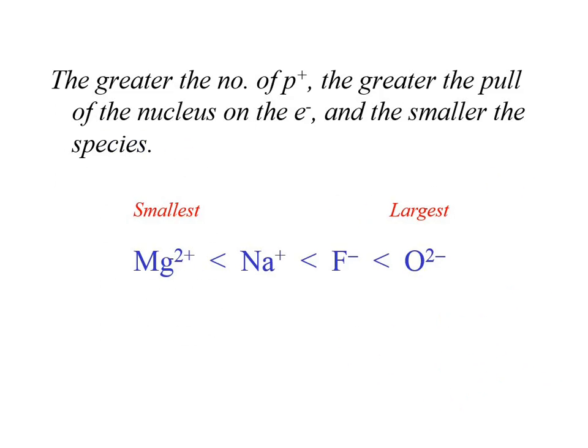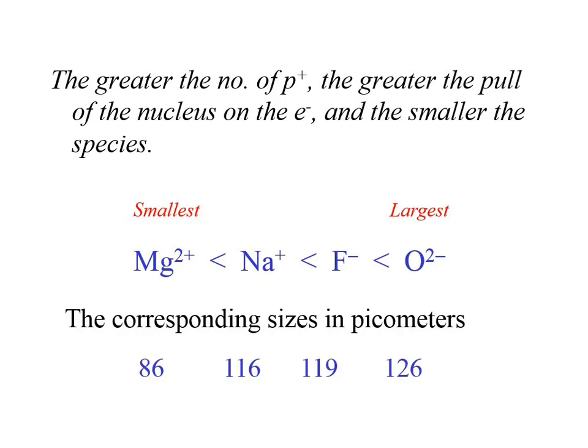Then your second smallest is your sodium plus 1 cation. Then your next smallest is your fluoride ion, F minus. And then your largest is your oxide ion, oxygen 2 minus. Again, the catch here is they're all isoelectronic. I just like saying that word. It should be on your test. Now I'm going to have to make sure it's on your test. Okay, and this is what their radii are in picometers.